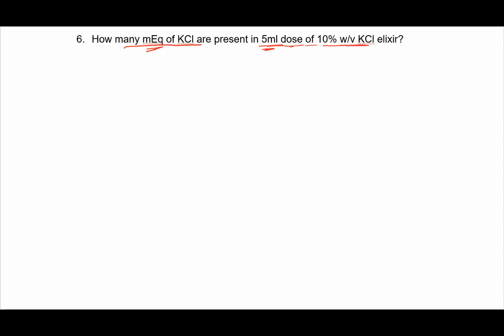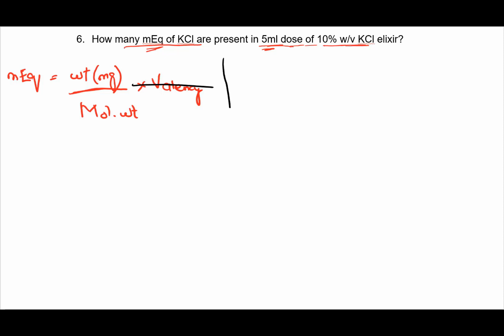So first of all, just write here the milliequivalent formula. Milliequivalent is weight in milligrams divided by molecular weight, times valency. But as I said before, KCl is one of those compounds for which valency is 1, so for them you don't have to worry about this. So the milliequivalent equation for KCl will remain the same as the millimole equation. That's one thing. And now start from the end.